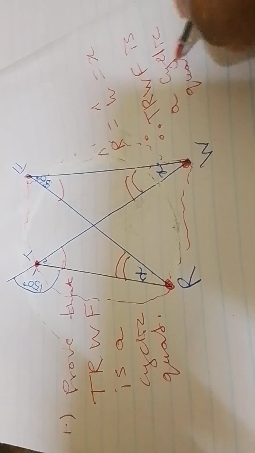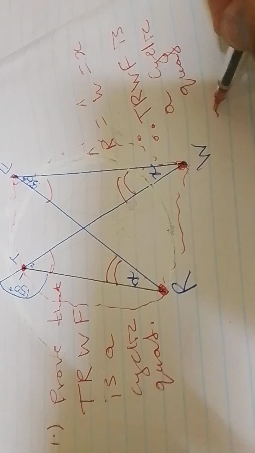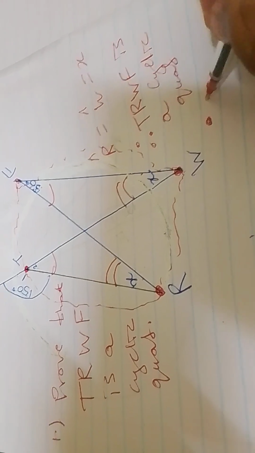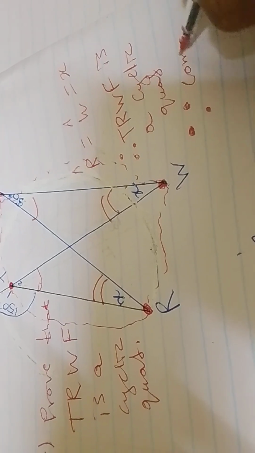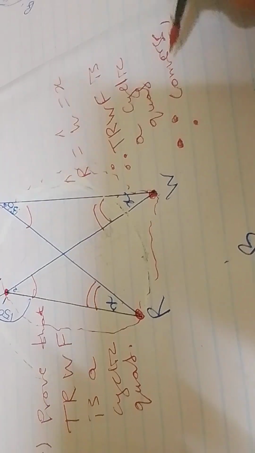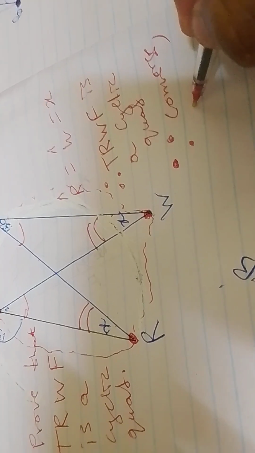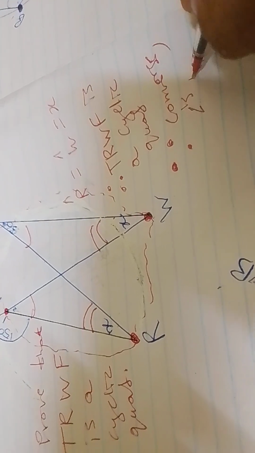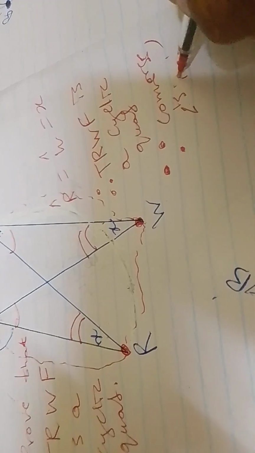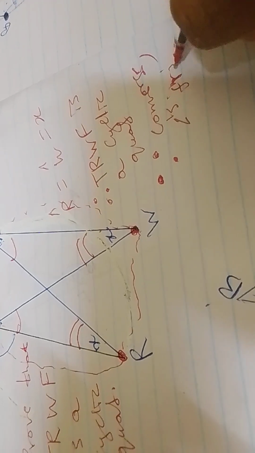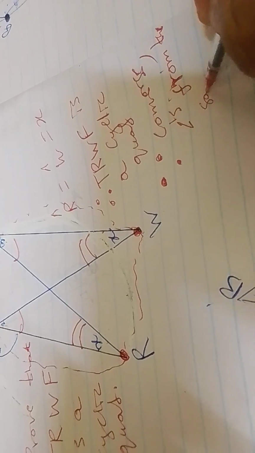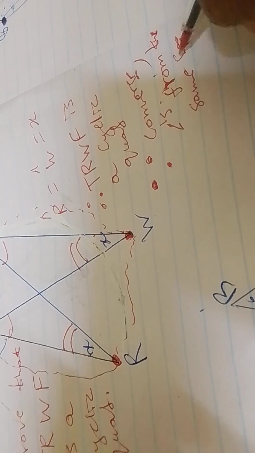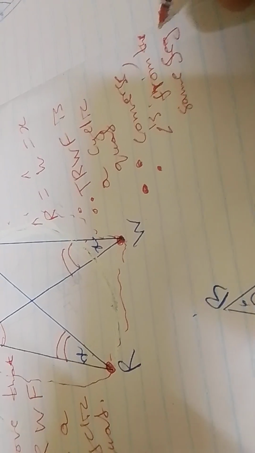The reason it's a cyclic quad, remember this, is because we are using a converse of a theorem that says angles in the same segment, or angles from the same segment, are equal. We are using a converse.